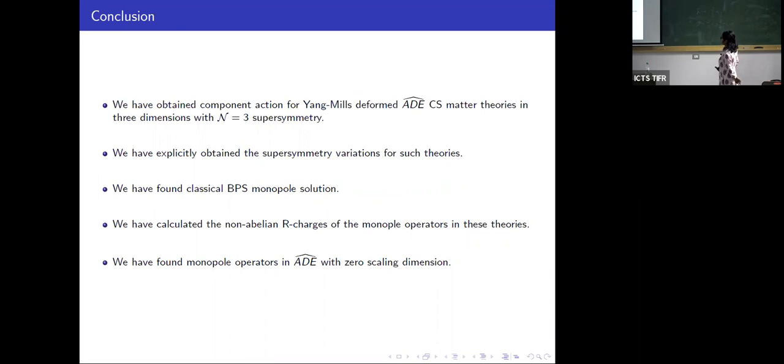So just to conclude the first part, we have obtained the component action for Yang-Mills deformed ADE Chern-Simons matter theories in 3 dimensions, and we have checked that they have N equal to 3 supersymmetry. We have obtained supersymmetry variations in these theories, and we have found classical BPS monopole solutions in the theory, and we calculated the non-abelian R charges of the monopole operators in these theories, and we have found that monopole operators in ADE quiver theories have 0 scaling dimensions. The lowest value of the scaling dimension is 0.